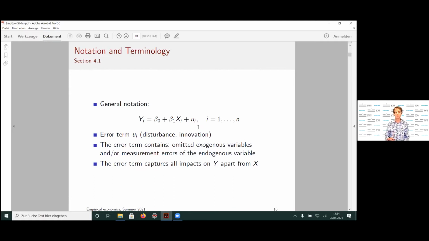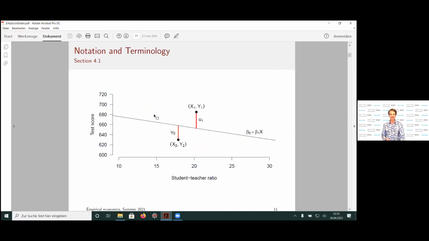So in short, the error term captures everything that impacts on y apart from the x. So all the impacts on the test score which are different from class sizes. So all that is captured by the error term. That's the general notation. So we will jump to and fro between this general notation, if we talk about the regression model in general, and the particular example with the class sizes and the test scores. Okay, any questions so far?